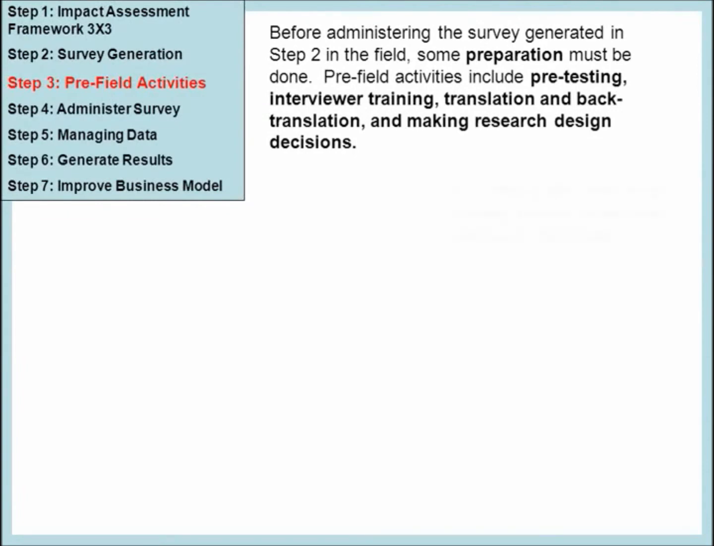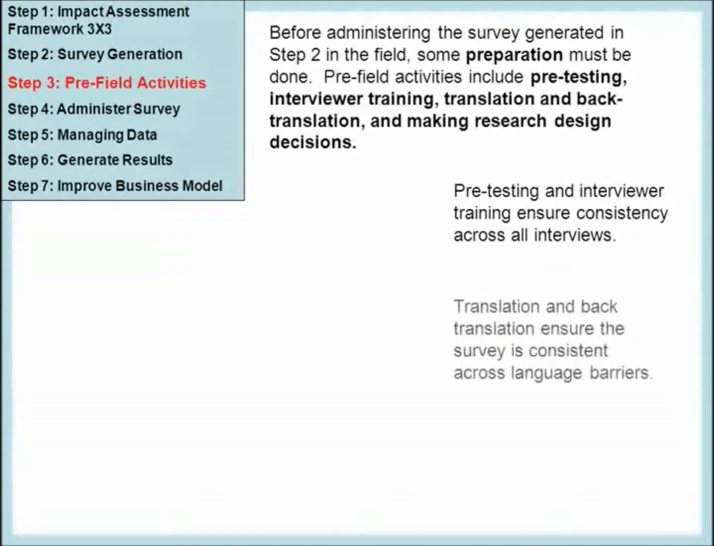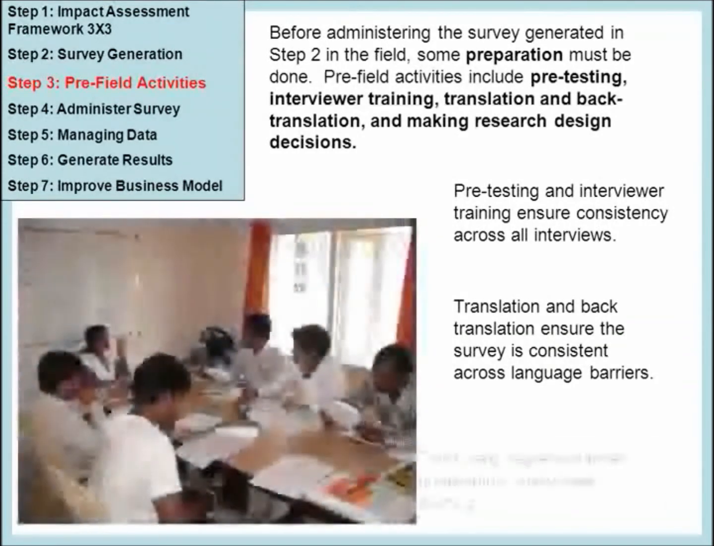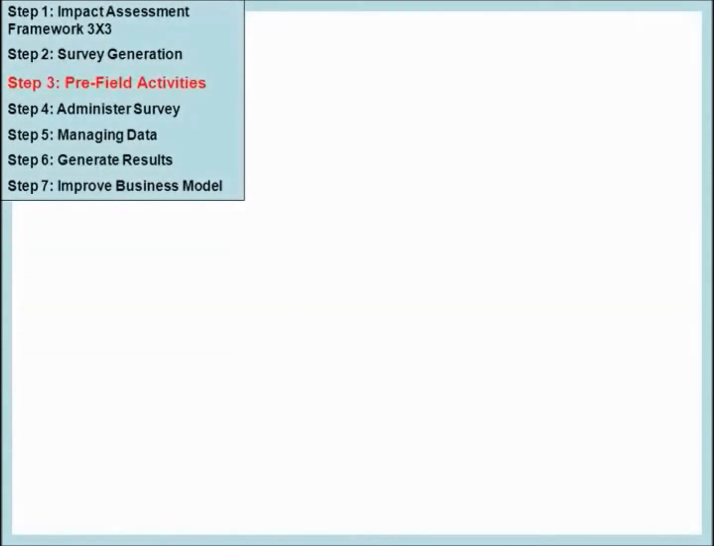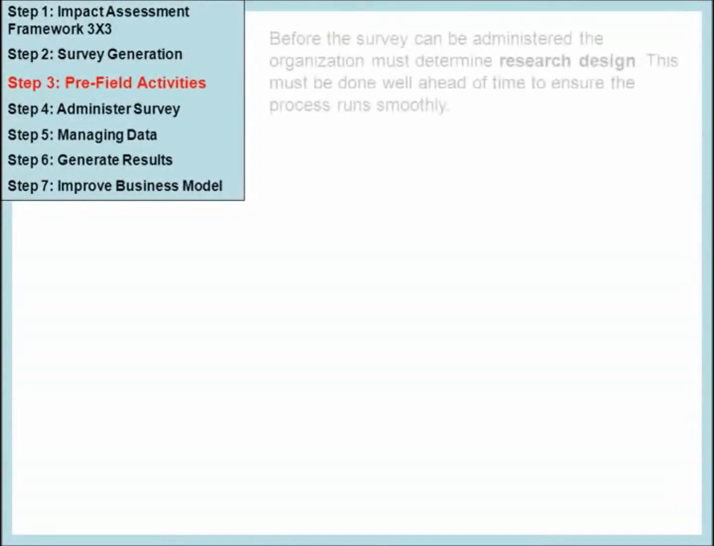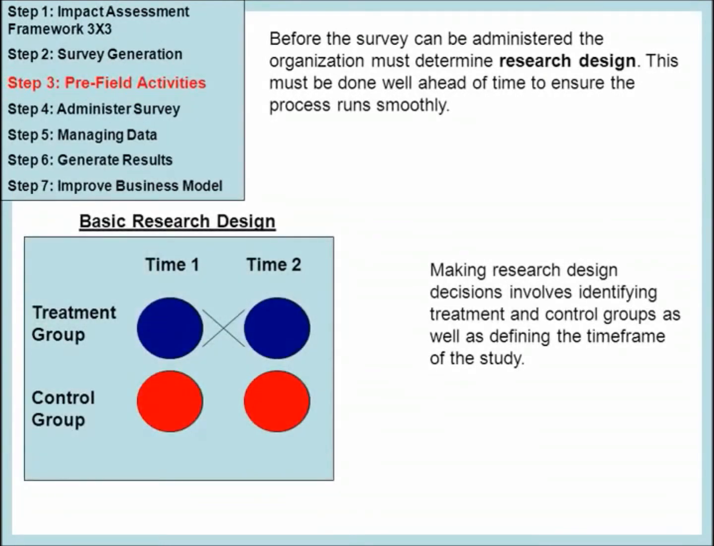In order to adequately assess impacts, several research design choices must be made before entering the field. First, the survey should be pre-tested in the field in order to adapt the instrument to the local context, thereby increasing the target population's understanding of the questions. Another important pre-field activity is the translation of the survey. Surveys must be translated into the local language and then back-translated into English. This ensures that the survey retains its meaning and stays consistent regardless of the language of the target country.